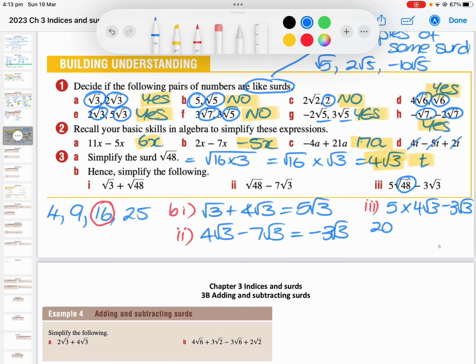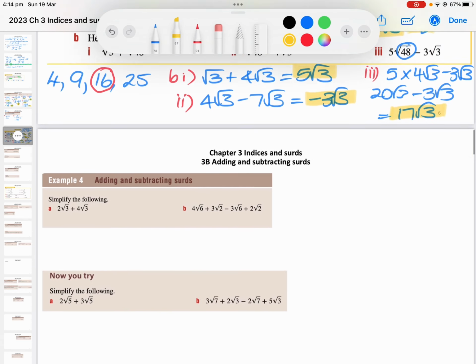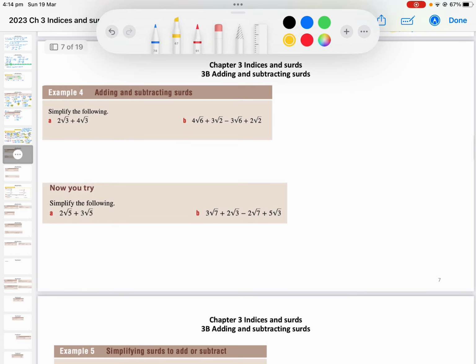So that's 20 root 3 minus 3 root 3, which is 17 root 3. So you can see that what we did in exercise A is going to be handy as we go and do B. So let's have a look. I'm going to do A and B here and then get you to have a try at doing them once you've had a look at me do them. So 2 root 3 plus 4 root 3 is simply 6 root 3.